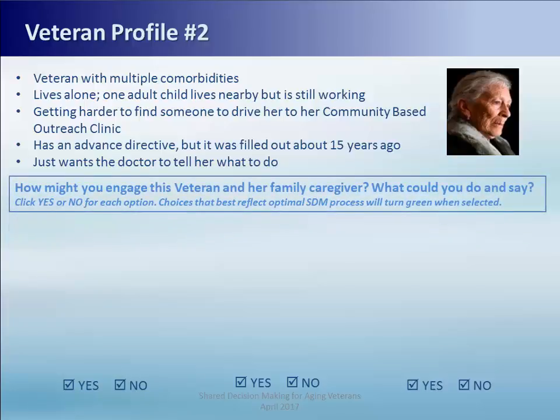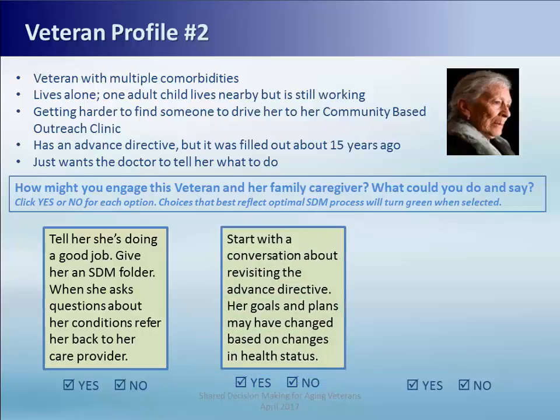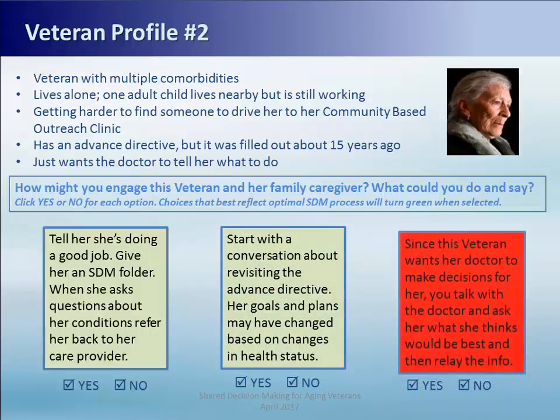How might you engage this veteran and her family caregiver? Think about what you could do or say. Read the 3 options below and check yes or no if the suggested course of action reflects optimal shared decision-making process. When you select the correct response, the box will turn green. Please note that there may be more than one correct response.